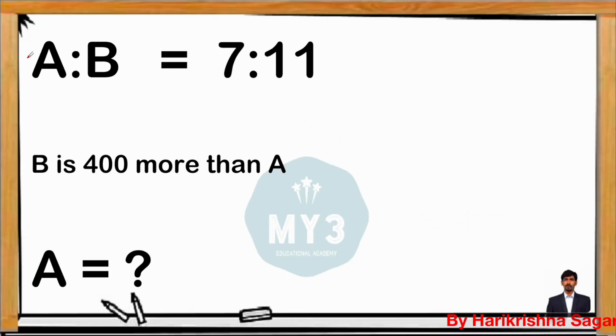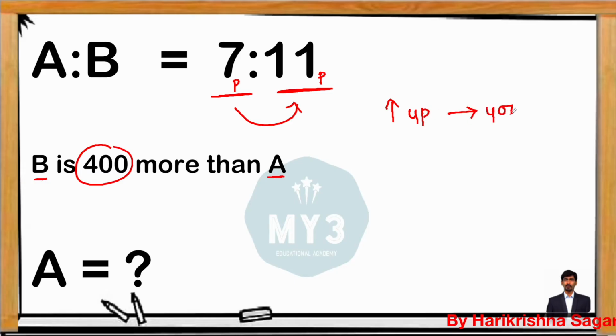Look at one more. A is to B is 7 is to 11. B is 400 more than A. What is A value? So if you can observe, there is a number 400 here. What does this 400 represent? B is 400 more than A. Actually, in terms of parts, how much it is more than A, we'll try to observe. B is 11 parts. A is 7 parts. How many parts is it more than A? It is 4 parts more. And that 4 parts value is equal to 400. That means 1 part value is 100. And actually, the question here is A value. A value is 7 parts. 7 into 100, which is giving a result as 700.